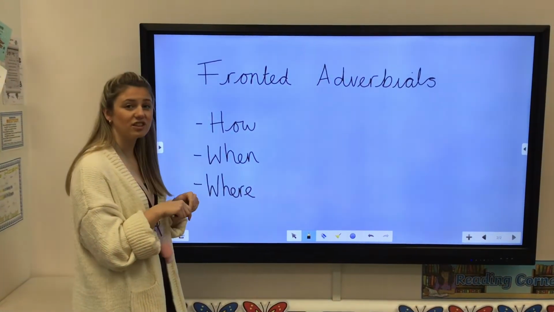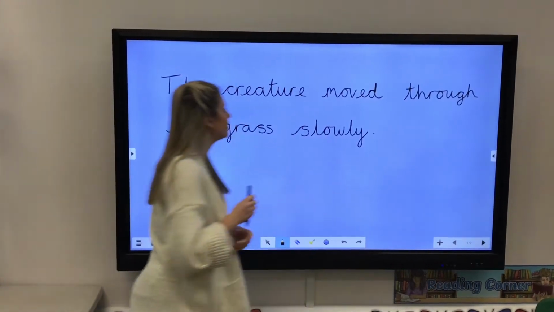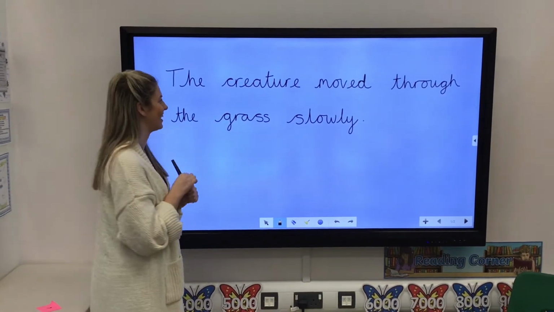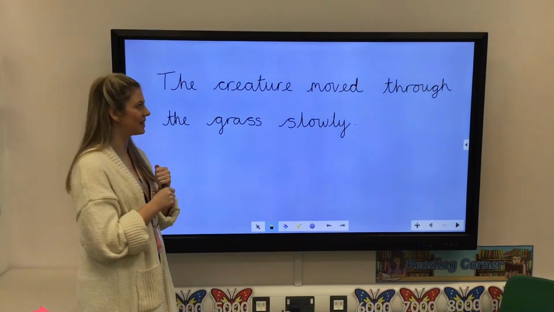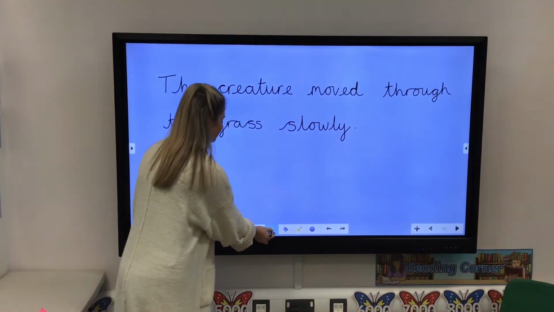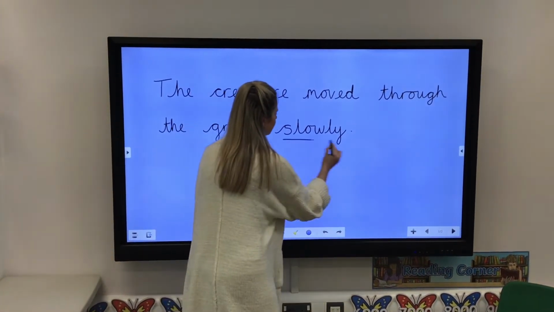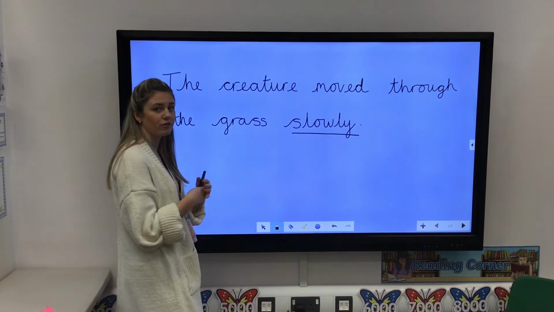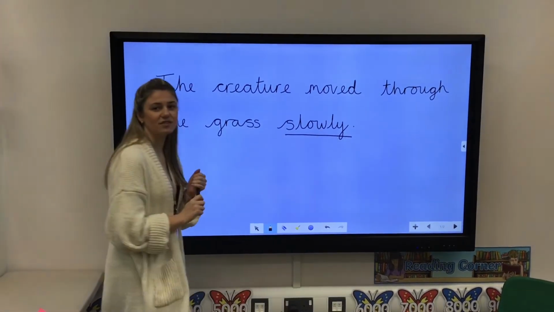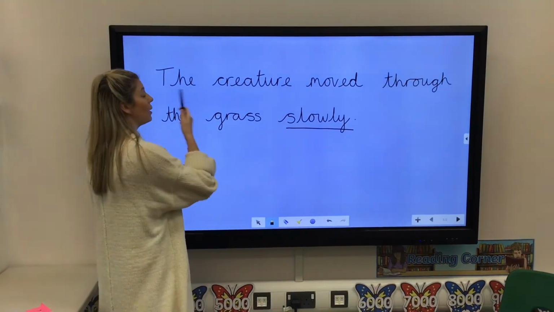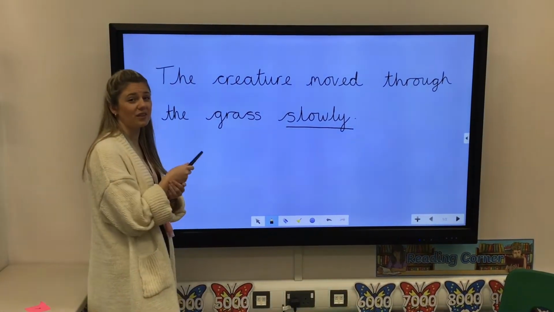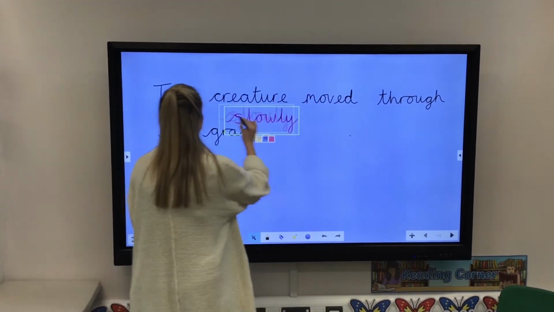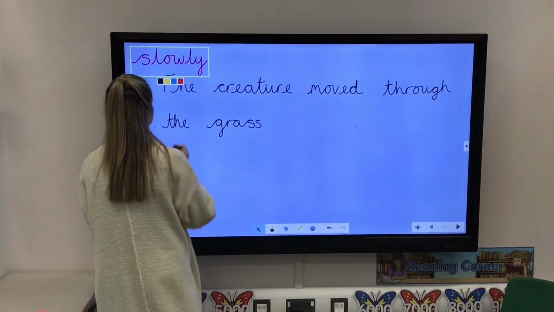So we're going to have a look at an example of each of these. First up, the sentence is: the creature moved through the grass slowly. What is the adverb in that sentence? For us, we would say it is slowly, because it's showing you how the creature moved. But that adverb is at the end of the sentence. We know the fronted adverbials need to be at the beginning of the sentence, so we need to move that to the front.